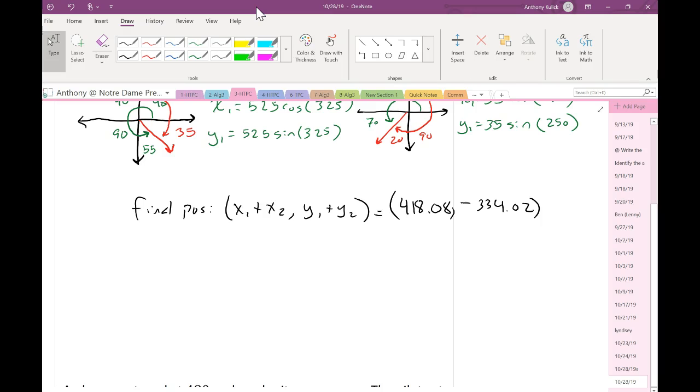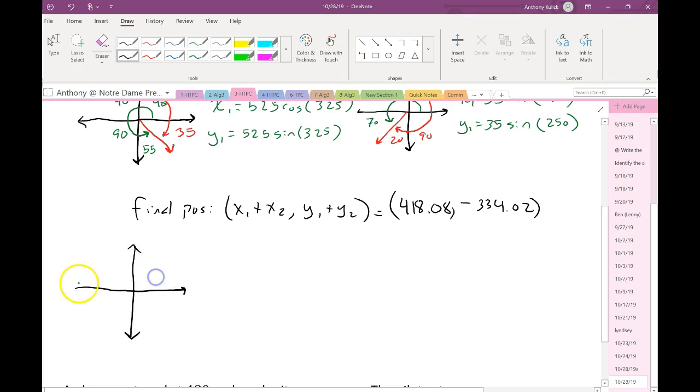Now that I've calculated a final position for my plane, I'm going to go ahead and draw myself a picture of kind of where that's at. So I'm going to go 400 over and then 300 down. So my plane is kind of going in that direction. Everybody's okay with that?